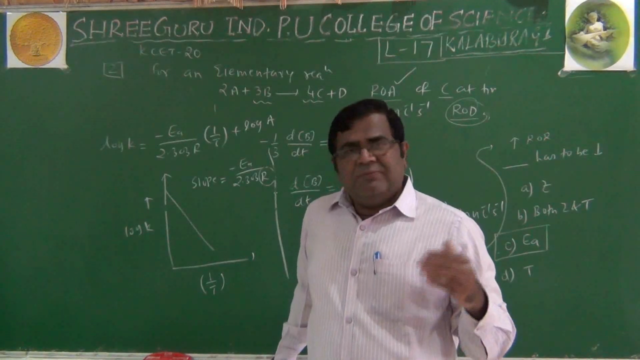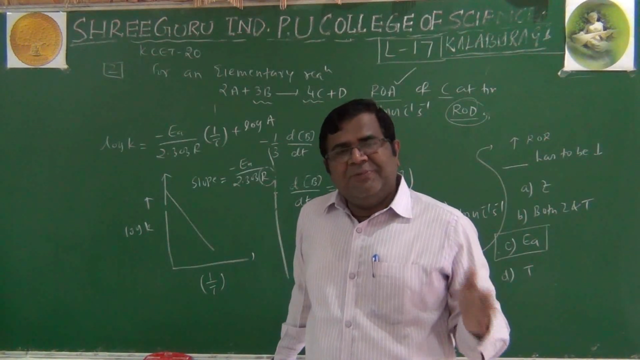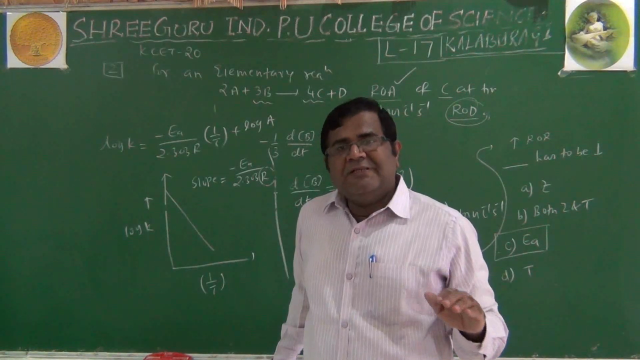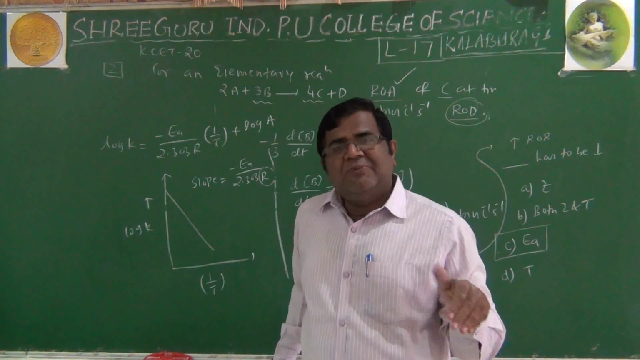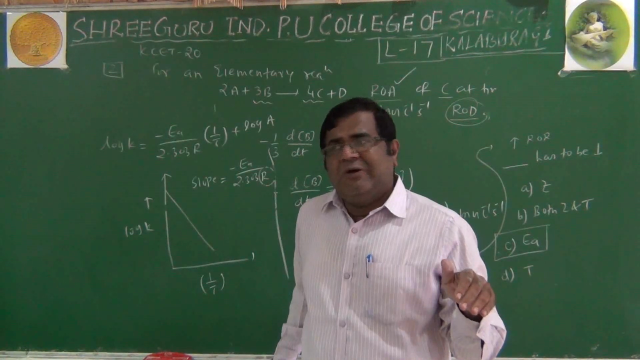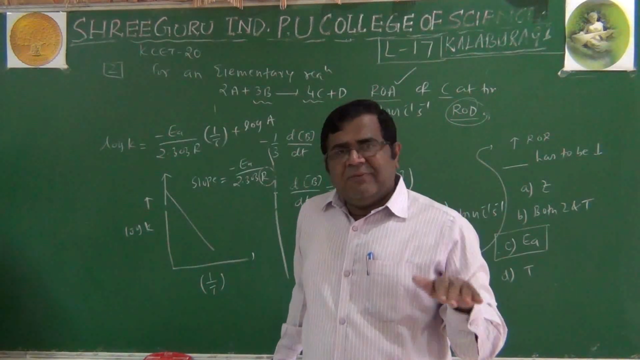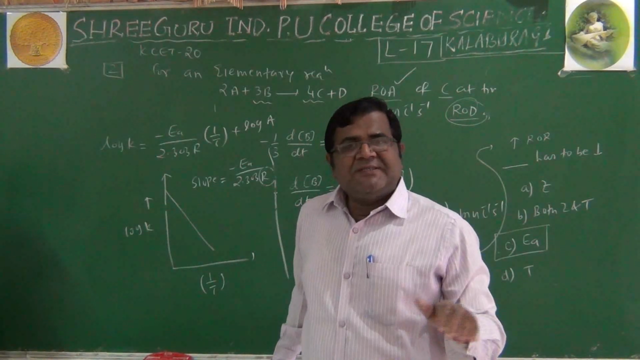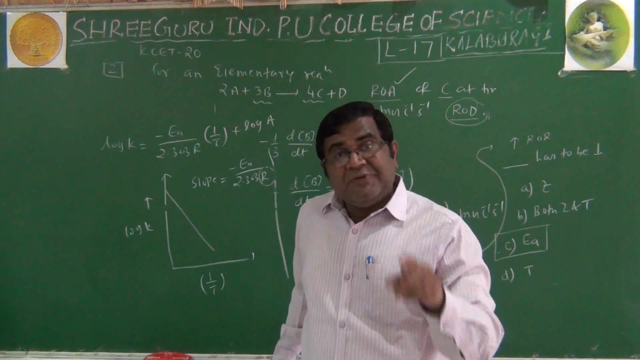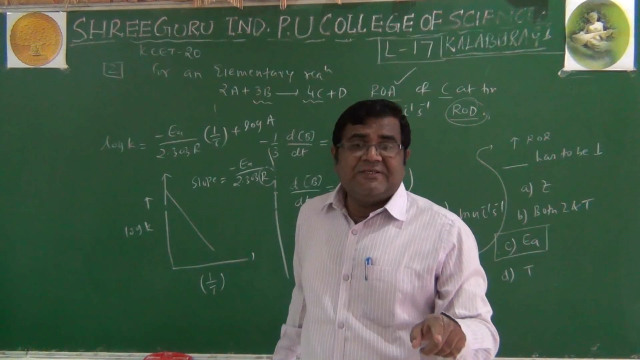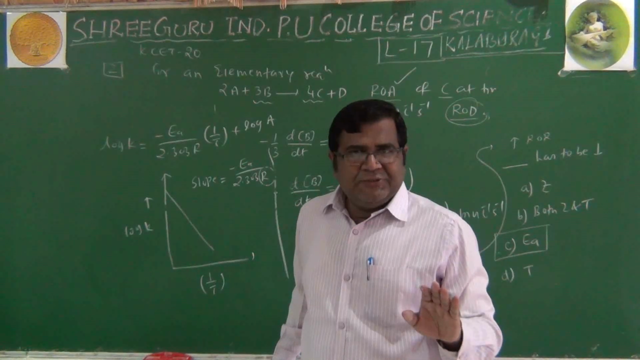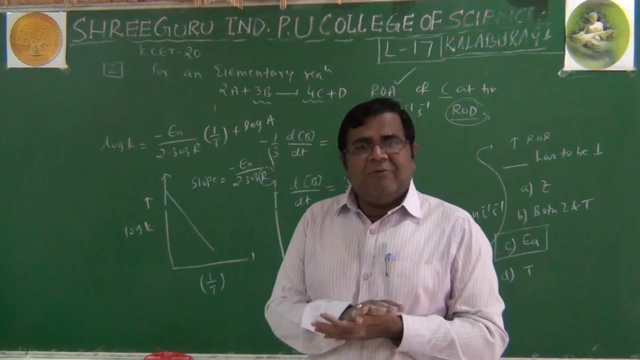So chemical kinetics is completed. All theory part, all numericals. If we make the list of them, around 45 questions we have solved. I think they are more than enough. You practice those questions first along with all the CET questions, 100 CET questions, and then only your preparation will be complete. So thank you for watching this video.